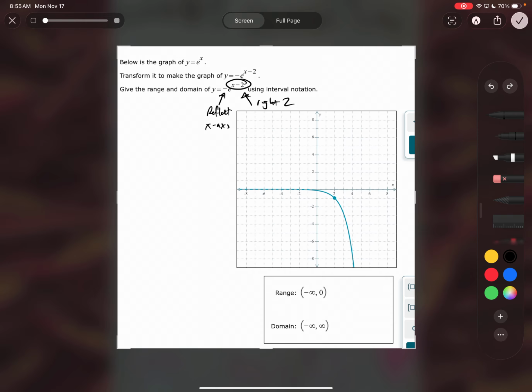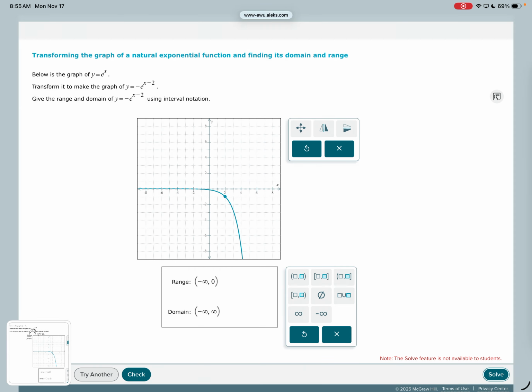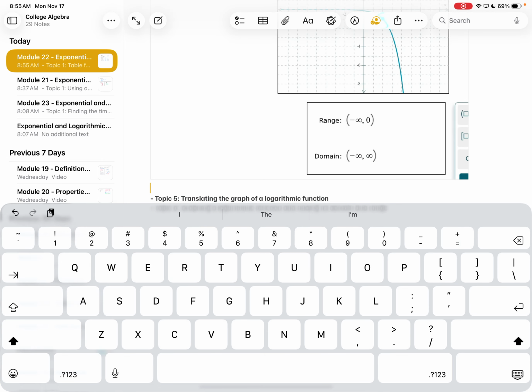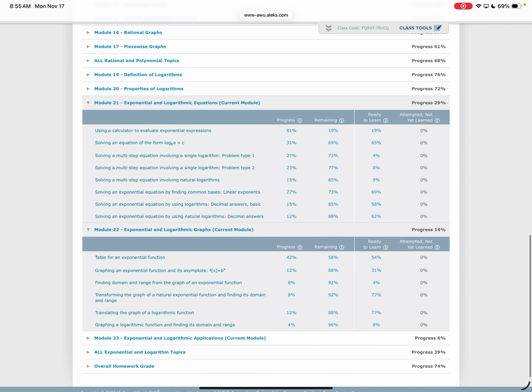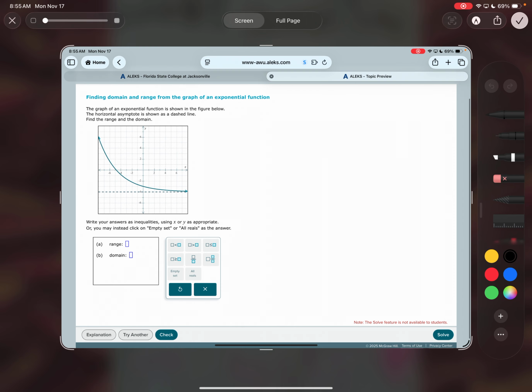So this would be left 2, up 3. Left 2. Did I move that? No, that's right. Left 2, up 3. Okay, so your key point here is (1, 0).